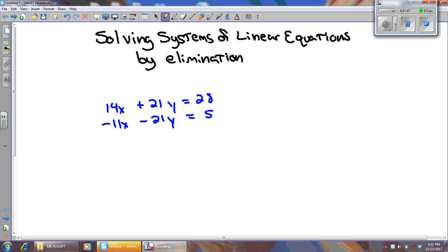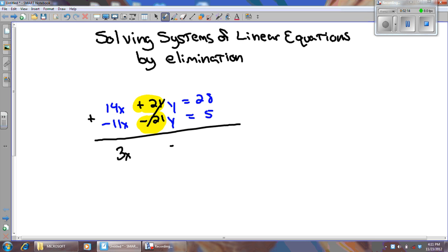But one thing I do notice is that I have a positive 21 as the coefficient on y in the first equation, and in the second equation I have a negative 21. And I know that positives and negatives cancel each other out in addition. So I'm going to add these two equations together. I'm going to get 14x plus negative 11x, which will be 3x. Those y terms are going to cancel. And then I'm going to get 28 plus 5, which is 33. Now that I have one equation with one variable, I can just solve my one-step equation, and I'm going to get x equals 3.